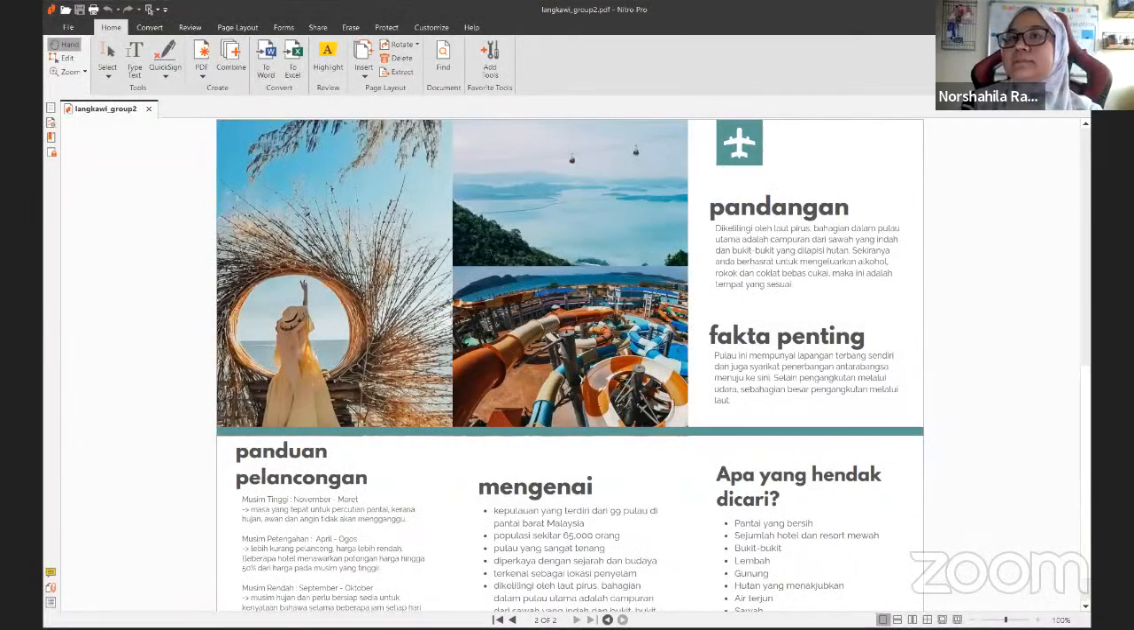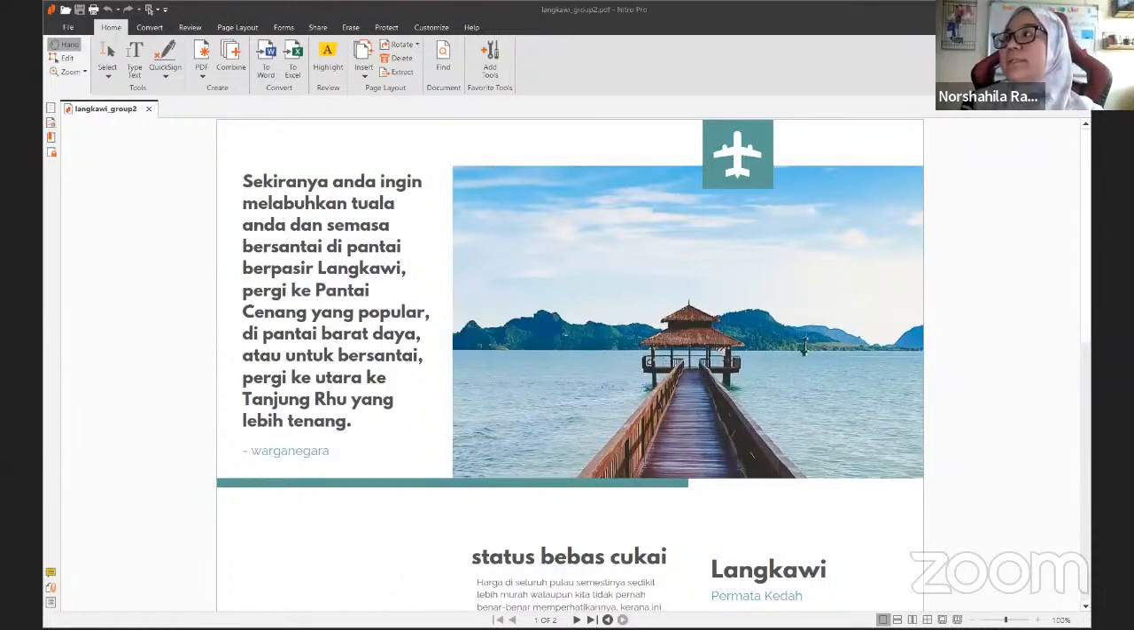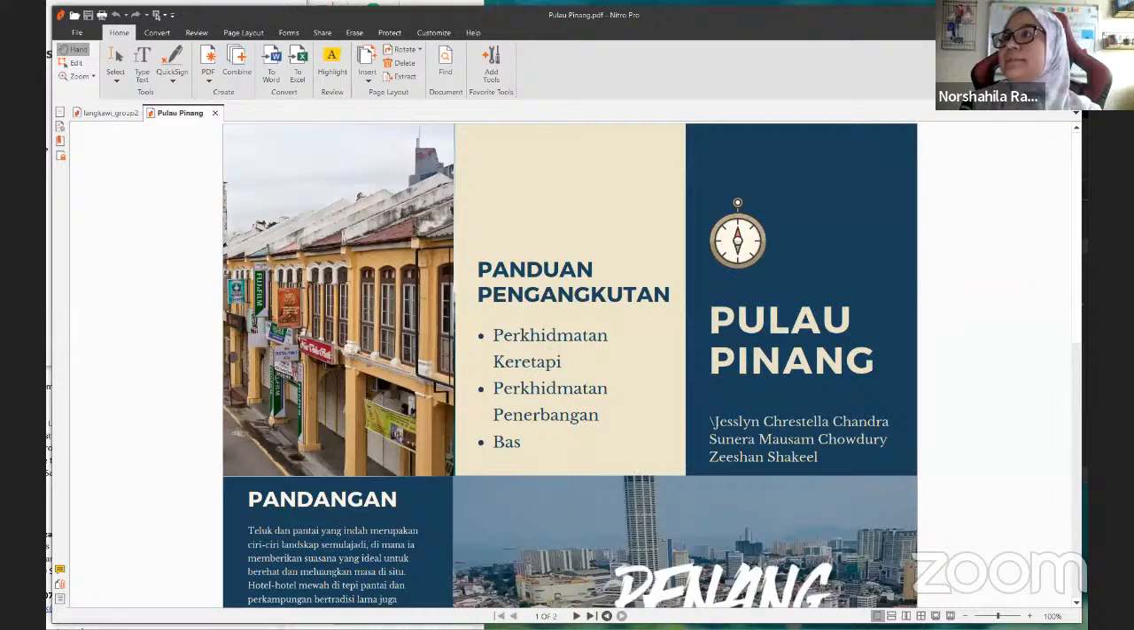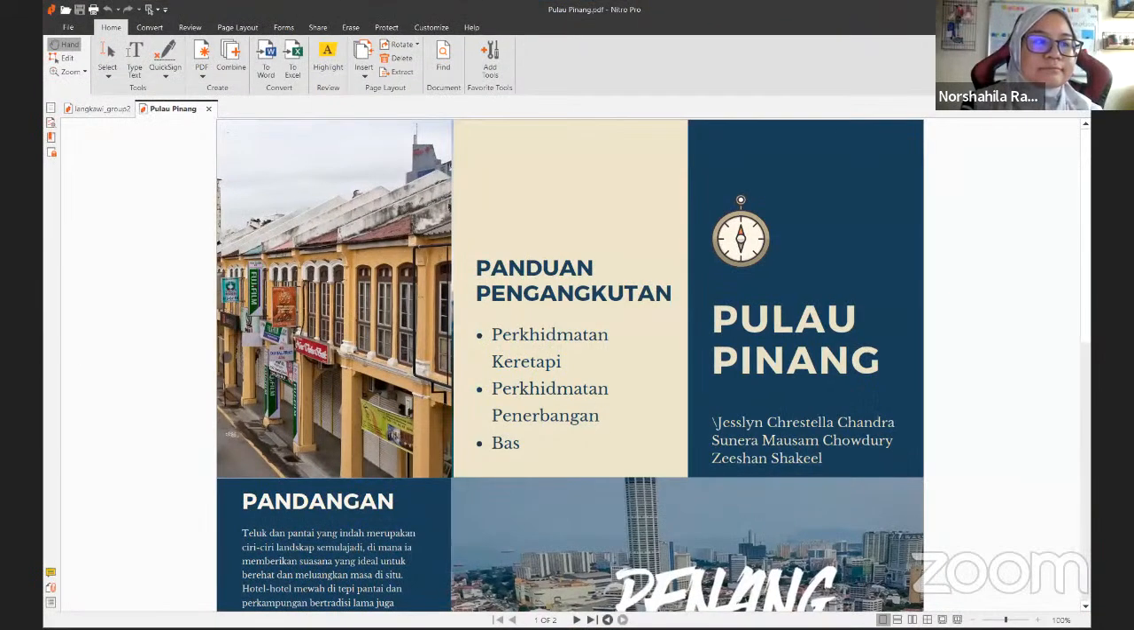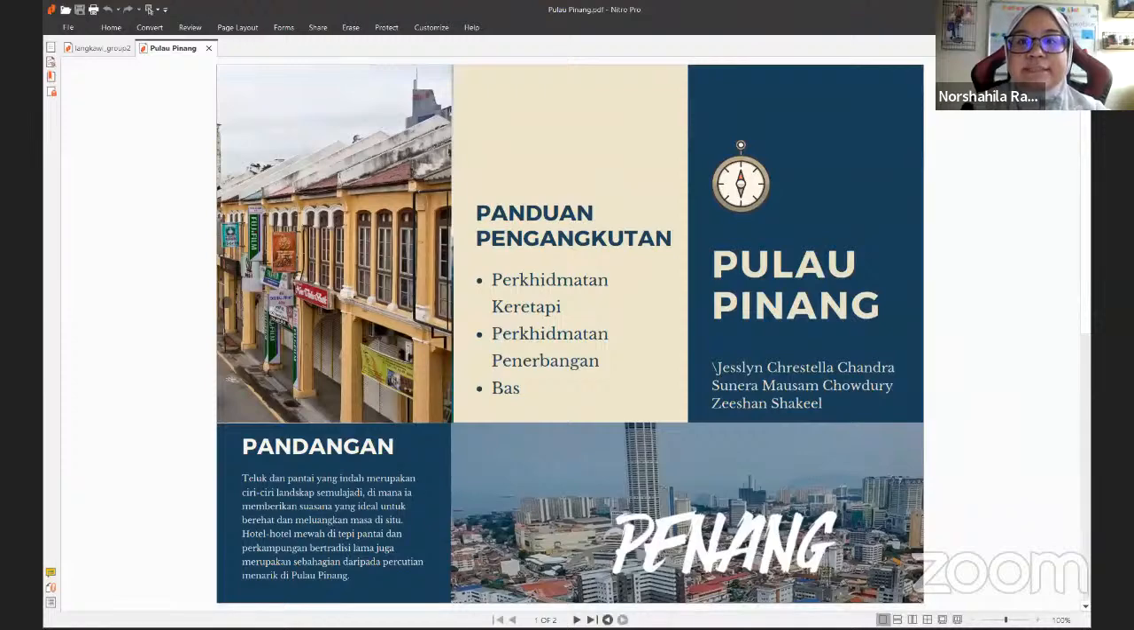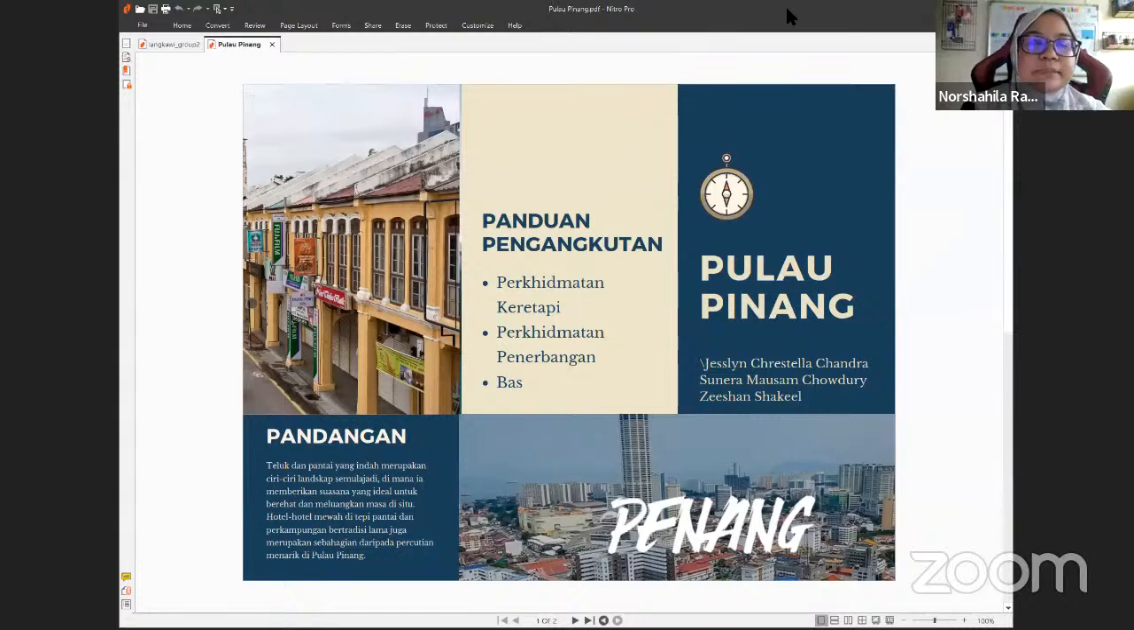Okay, so let me open another one as well. This one is Langkawi and Pulau Pinang. Okay, so if you can see here on your screen, I did project. This is the example from previous semester. This is quite simple. This is quite a simple pamphlet.